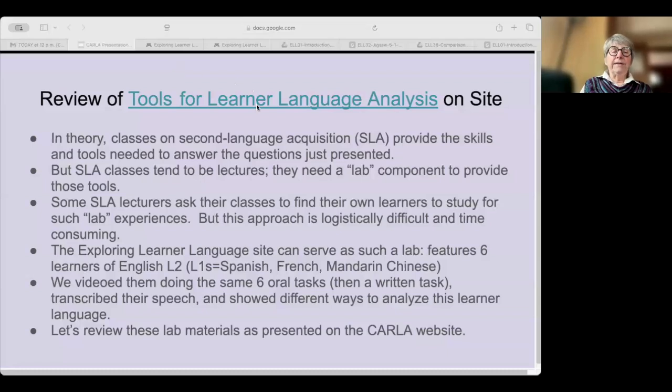6 learners of English as a second language. Their first languages are Spanish. There are 2 speakers from Francophone Africa, whose dominant language in English appears to be French, and Mandarin Chinese. We video recorded all of them doing the same 6 oral tasks, which you'll see soon. We transcribed their speech, and we showed different ways to analyze their learner language. So now I want to review with you these lab materials as they're presented on the CARLA website.